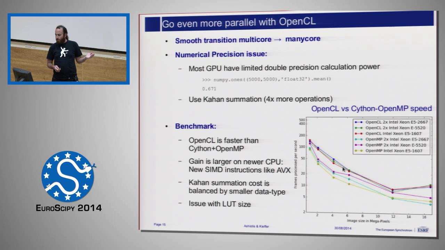It takes 4 times the operations, but as you can see from the benchmark here, all the OpenCL versions that use the Kahan summation perform much better than the ones using OpenMP. This is more apparent in new CPUs that use bigger SIMD engines. Okay, we move on to the lookup table size issue.